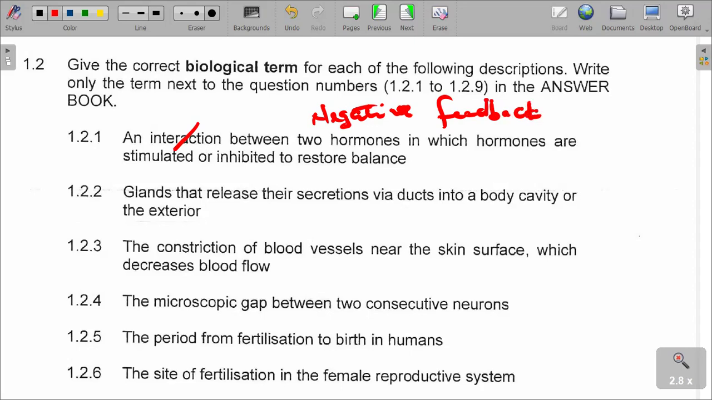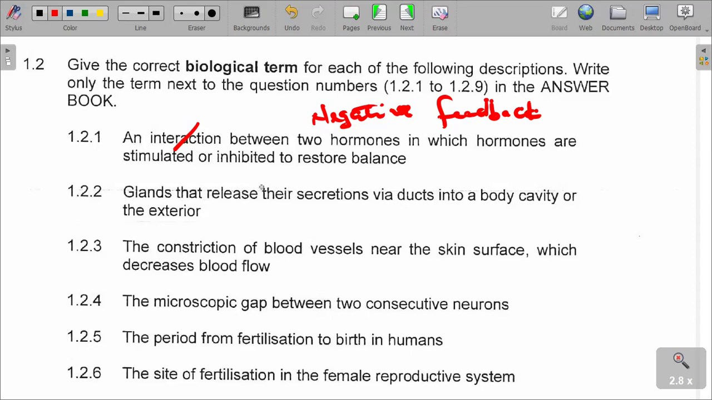Where we are saying there is stimulation or there is inhibition of another hormone. So this happens in order to control or to bring back systems and internal processes to their normal levels. Again, that's one thing that you should understand.